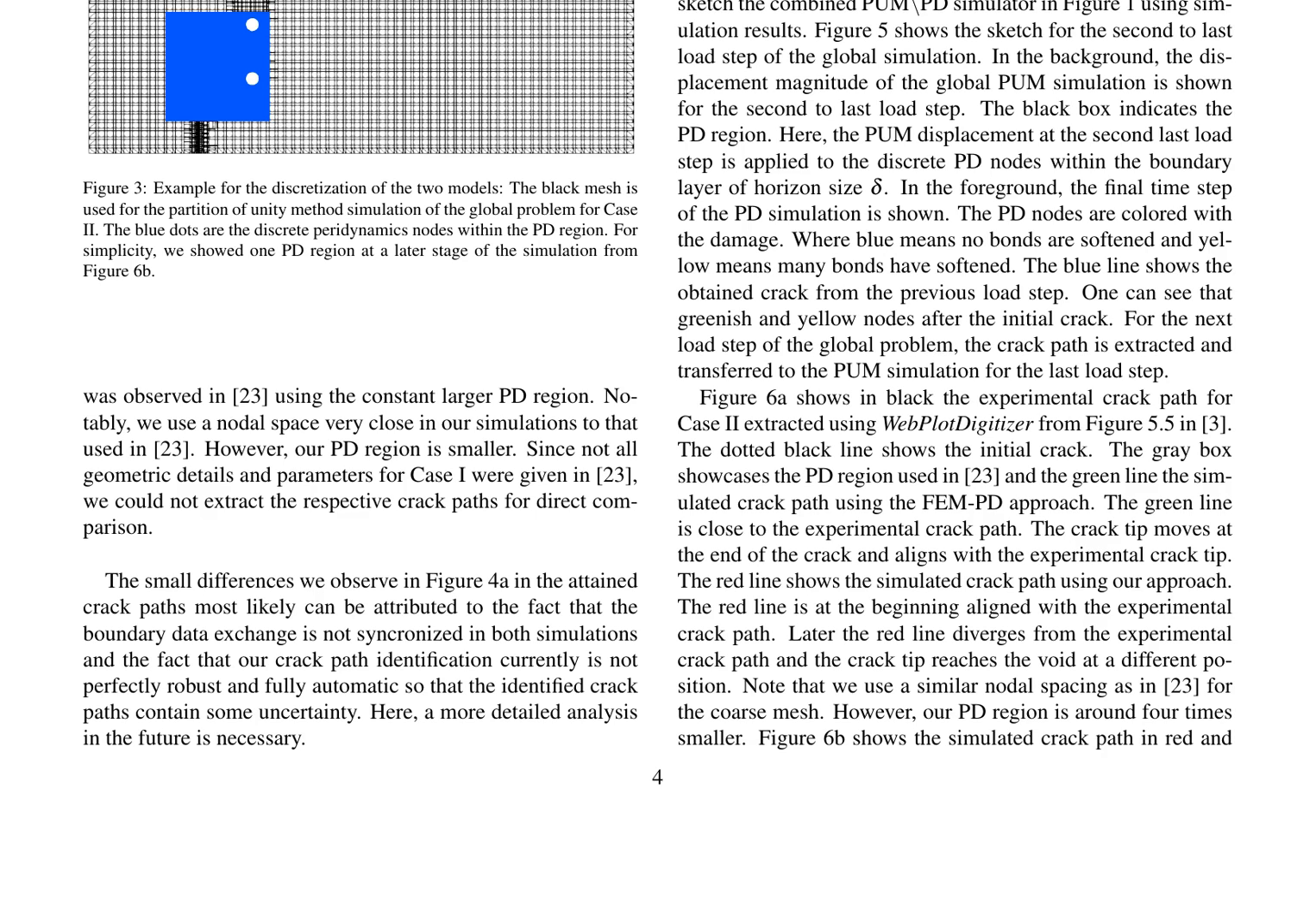A detailed table of simulation parameters is provided for the discretization in time and space for case 1, case 2, and case 3, including force, time steps, node spacing, horizon, and final time. Figure 3 illustrates the discretization of the two models, where the black mesh represents the partition of unity method simulation of the global problem for case 2, and the blue dots denote the discrete peridynamics nodes within the PD region.